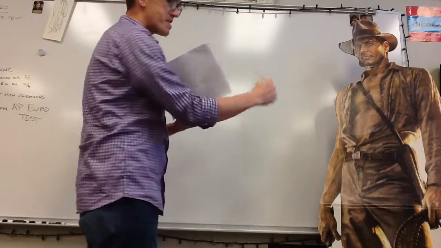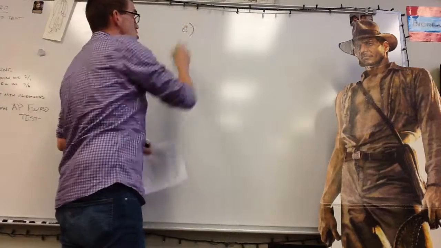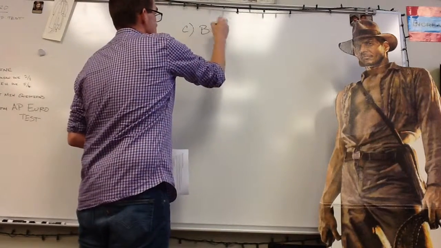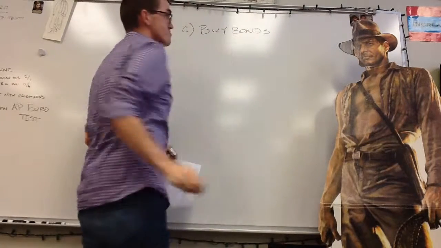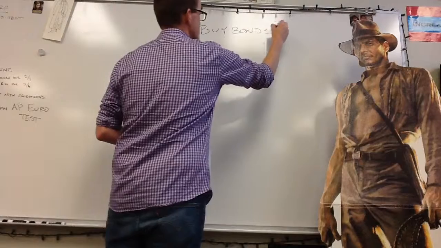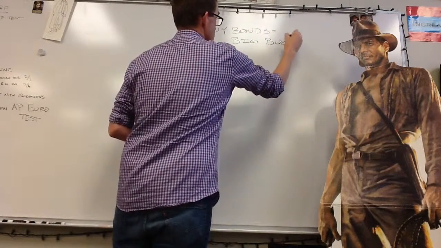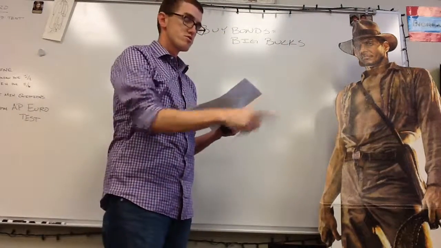So to increase spending on monetary policy, we're going to do expansionary. So C, open market operation, that is expansionary, is buy bonds. Right? And buying bonds equals big bucks. Right? Remember that. Buy bonds, big bucks. All right? That'll shift your supply of money in the money market graph to the right.